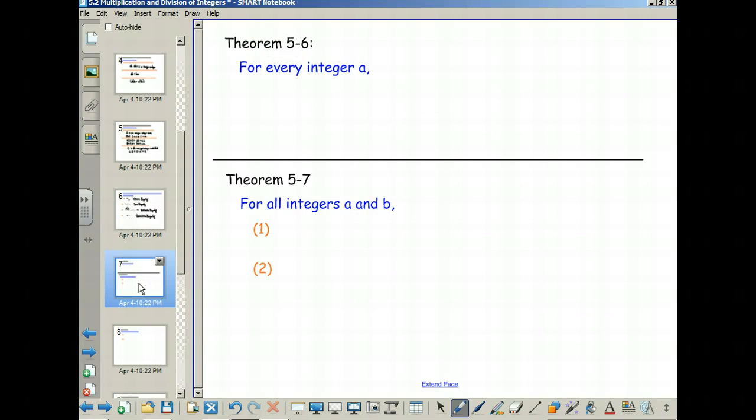Few theorems and definitions next. So theorem 5.6 says the following: if I have an integer a and I multiply negative 1 times a, then this is simply the opposite of a, or negative a. Theorem 5.7 says that if I multiply negative a times b, this is the same as the negative of a times b. And we could prove that by using the idea of the associative property and this theorem 5.6, where we've separated out the negative a means negative 1 times a, and then we use associative property to show that.